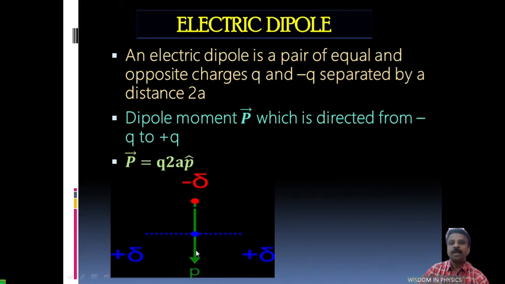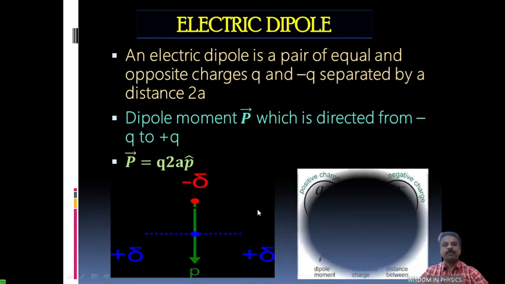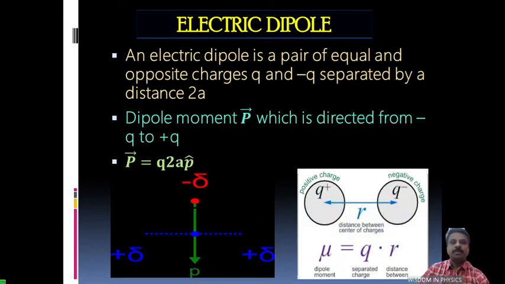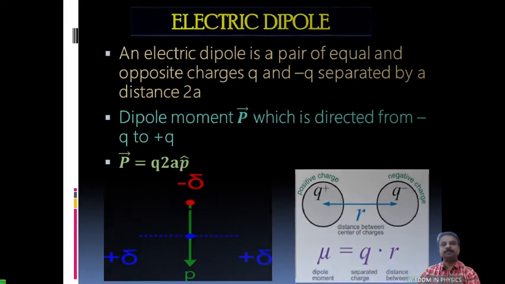The direction of the electric dipole moment is from negative charge to positive charge, which is shown by the green arrow mark. And now another diagram is here. This is positive charge, this is negative charge. The distance between them, if you write it as 2a, the dipole moment is q, any one of the charges I have taken, multiplied by 2a. So that will give you the magnitude of the dipole moment. Its unit is Coulomb meter, right?